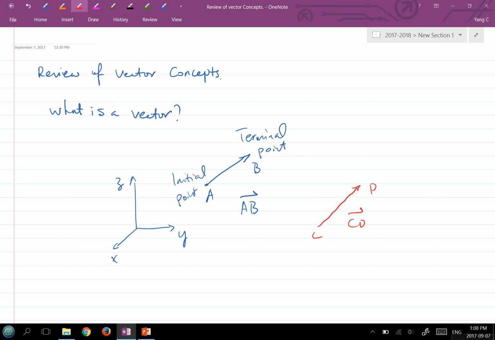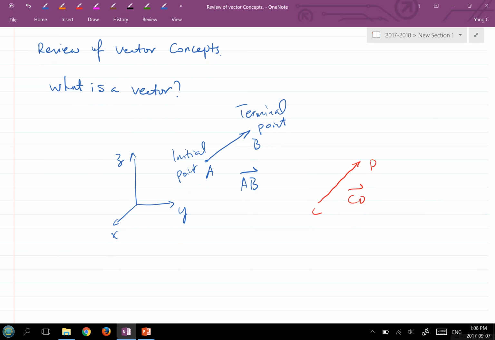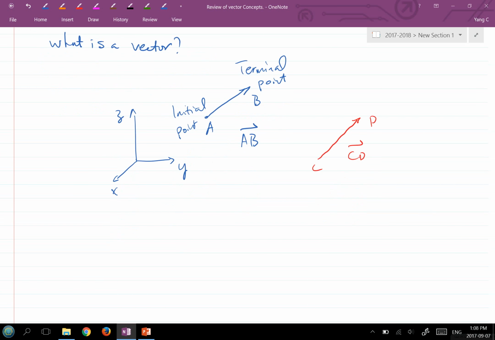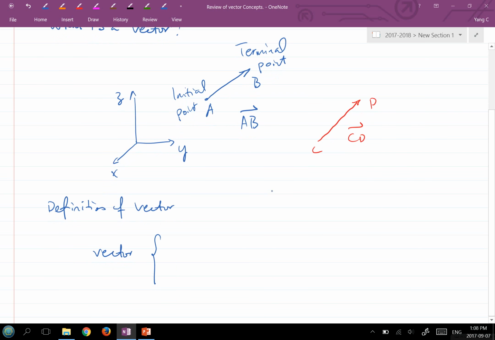The answer is they are the same vector. Why are they the same vector? That really boils down to the definition of a vector, which is what I wanted to remind you of here. So what's the definition?